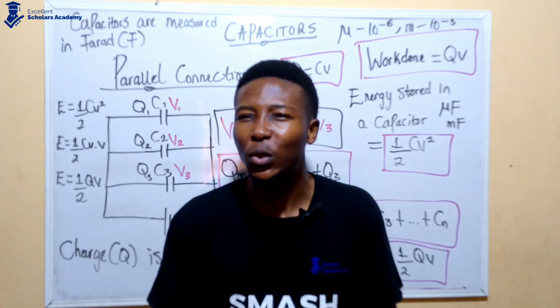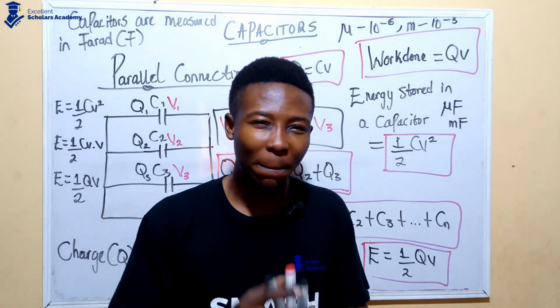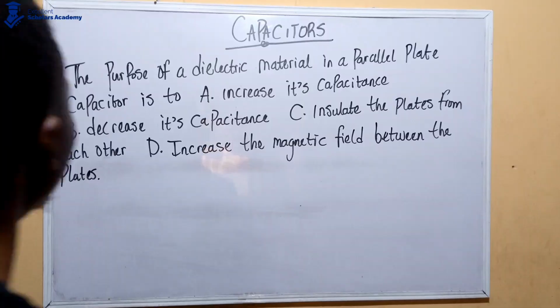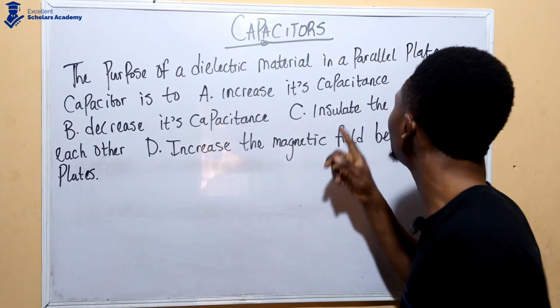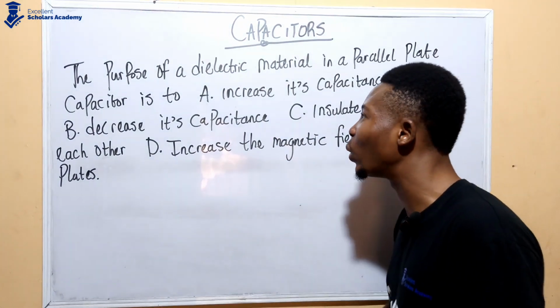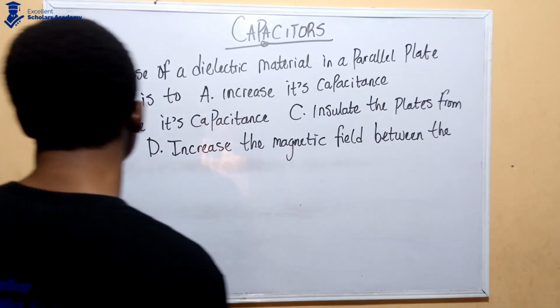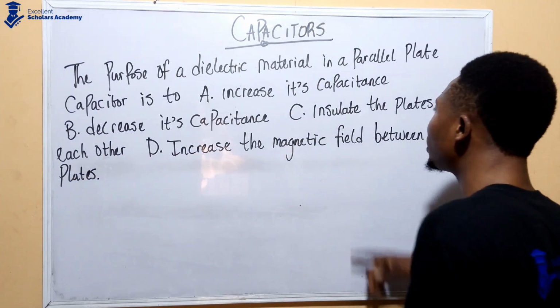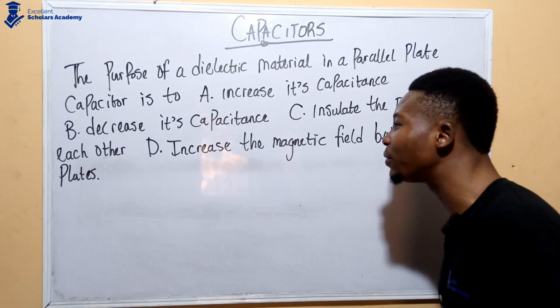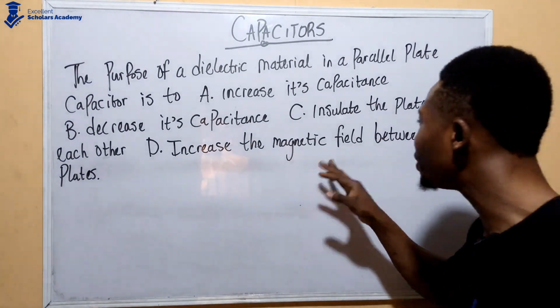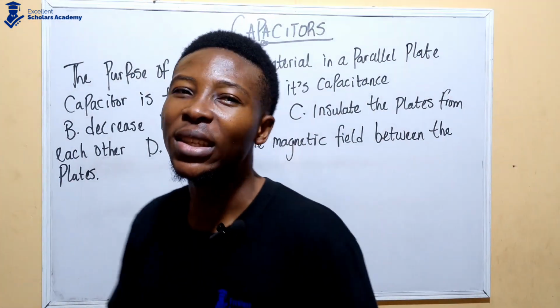Now, let's move to smashing JAMB past questions on capacitors. The purpose of a dielectric material in a parallel plate capacitor is to, we are given the following options. A, is it to increase its capacitance? B, to decrease its capacitance? C, is it to insulate the plates from each other? D, is it to increase the magnetic field between the plates?